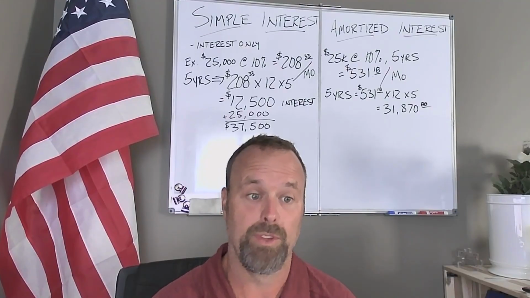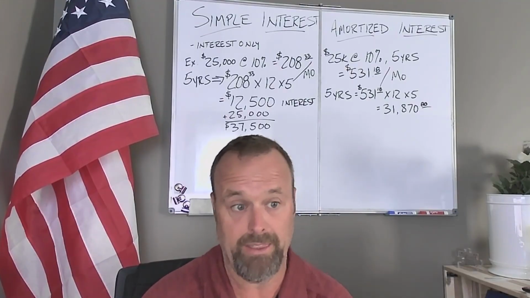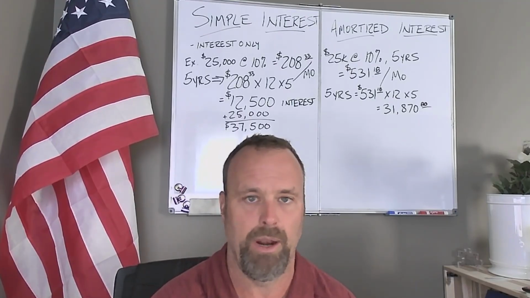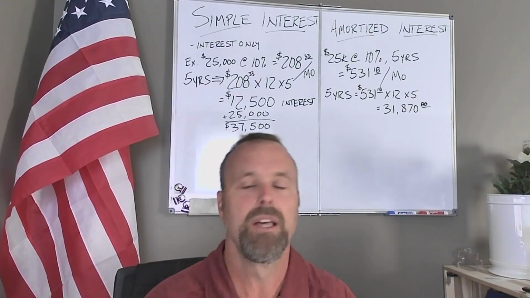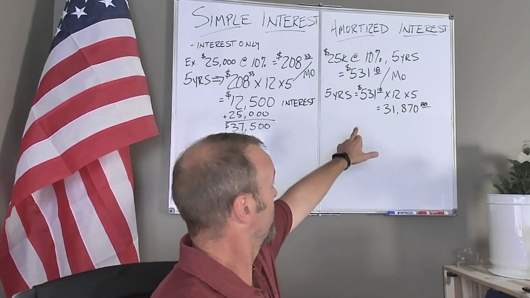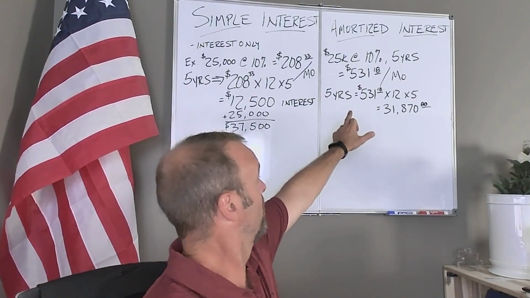So you can set up your own payment. You don't have to pay anything. You really don't have to. You can set your own terms no matter how you do it, but obviously the faster you pay it back, the less you will pay in interest. With these amortized loans, that is your payment, $531.18.